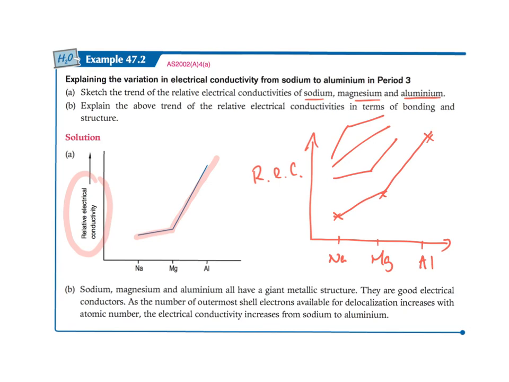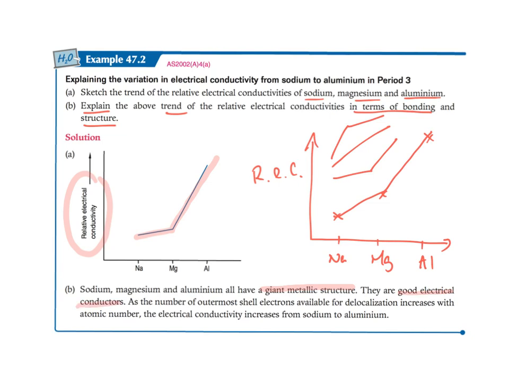Next we're going to explain the trend in terms of bonding and structure. So you can see the structure. First of all, you talk about the giant metallic structure. They have very good electrical conductivity, so they are good conductors.